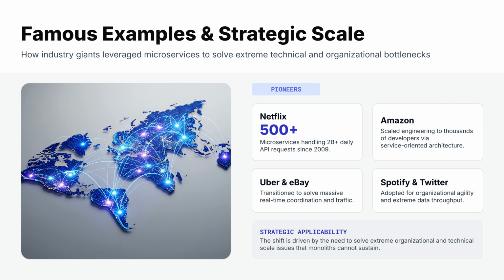Netflix is perhaps the most cited example of a successful microservices transition. Starting in 2009, they split their monolith into over 500 microservices to handle over 2 billion daily API requests. Amazon's move to a service-oriented architecture allowed them to scale their engineering group to thousands of developers. Other pioneers include eBay, Uber, Spotify, and Twitter, all of whom moved to microservices to solve extreme organizational and technical scale issues.